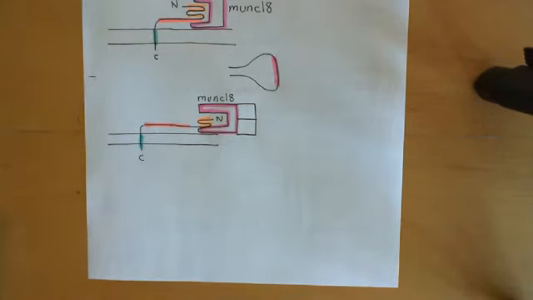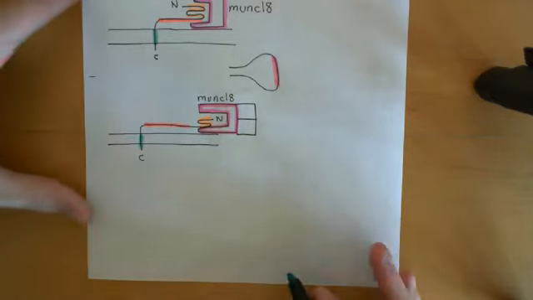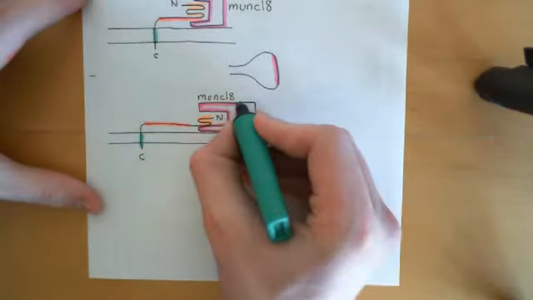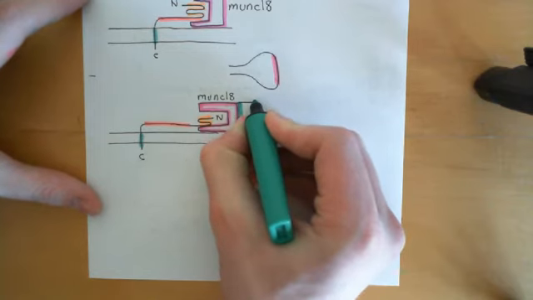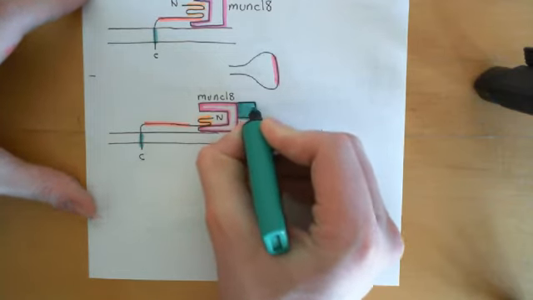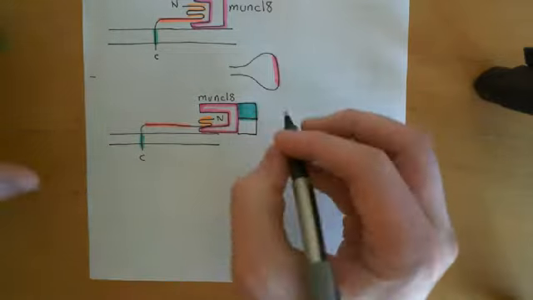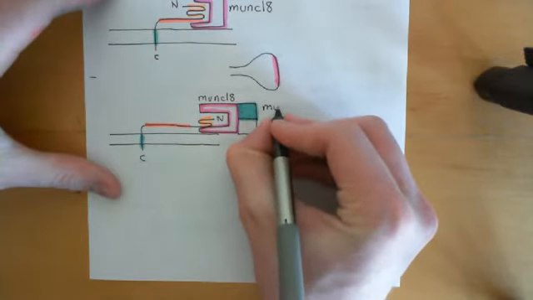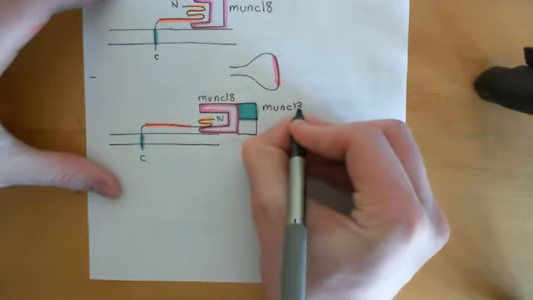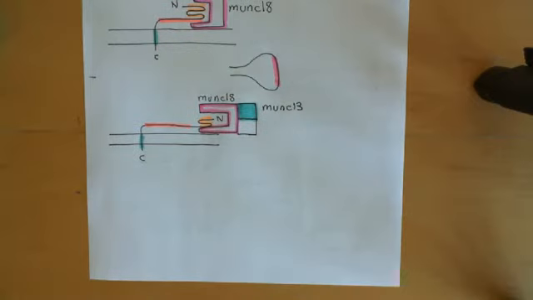Okay, now why has the MUNC18 suddenly gone from preferring to bind to syntaxin 1 in the closed conformation to preferring to bind it in the open conformation? Well, it's these new proteins that are bound here. Now, one of these proteins that binds here is believed to be the protein MUNC13. Okay, and again, MUNC13 is a totally essential protein. If you knock it out, you get no exocytosis.